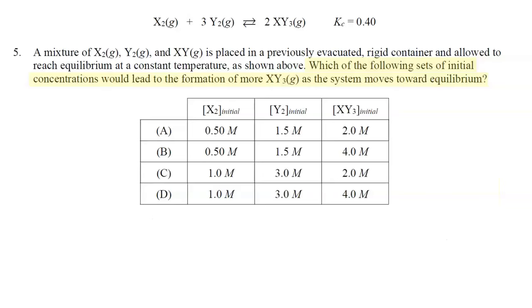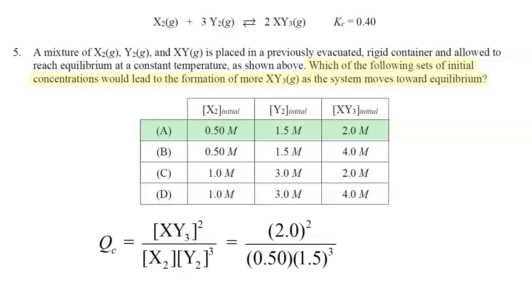So let's write the expression for the reaction quotient. It's going to be products over reactants. So in this particular chemical equation, that will be the concentration of XY3 squared, because there's a coefficient of 2. And then on the bottom would be the concentration of X2, and also on the bottom would be the concentration of Y2 cubed, because we have a coefficient of 3. So I'll start with choice A. Let's plug in these 3 values for the initial concentration, and we'll see if Q is less than or greater than K.